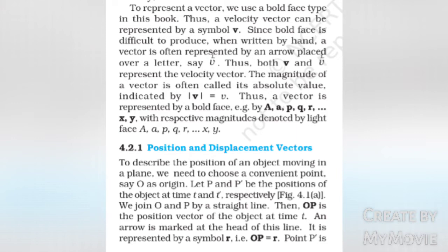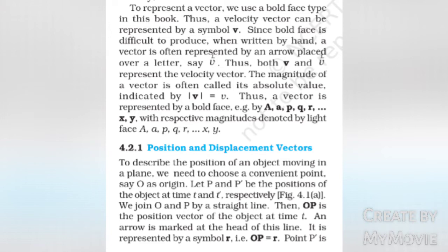Position and displacement vectors. To describe the position of an object moving in a plane, we need to choose a convenient point, say O, as the origin. Let P and P prime be the positions of the object at time t and t prime respectively. Figure 4.1a. We join O and P by a straight line. Then OP vector is the position vector of the object at time t. An arrow is marked at the head of this line. It is represented by a symbol bold r, that is vector OP equals vector r.